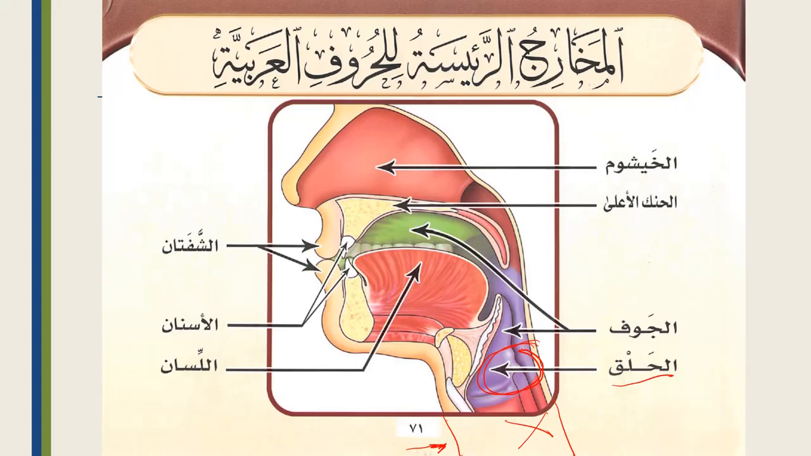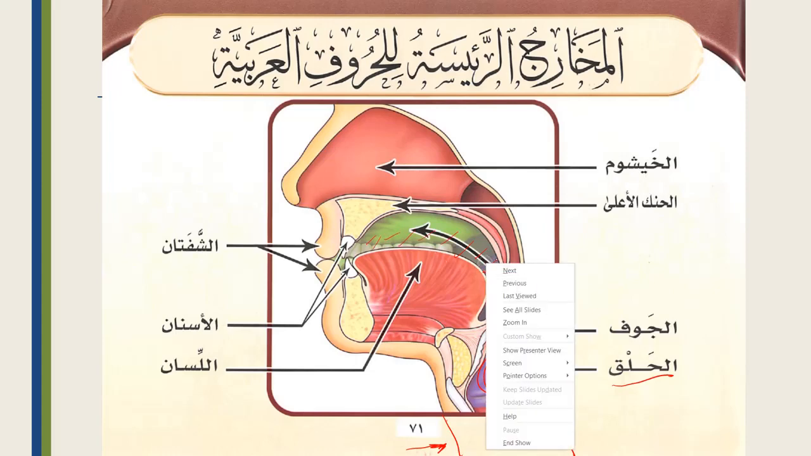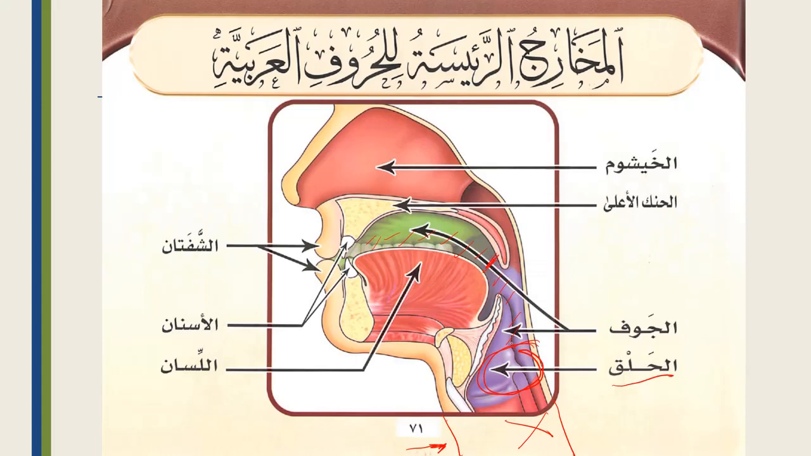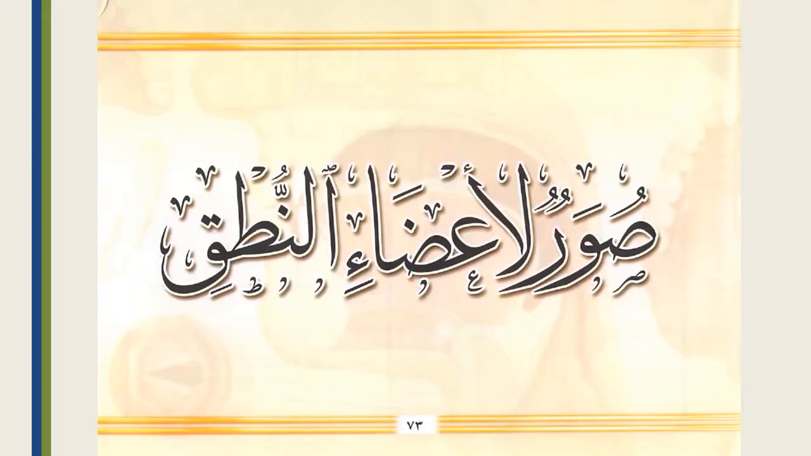And then we have the جوف. The جوف is the whole empty space, starting from the حلق up to the end of the mouth. This is the whole جوف. And then we have اللسان, which is this one. This is the lisan. And we have the nose. Easy. It's not biology, ladies. And this is the shafatan, the two lips.